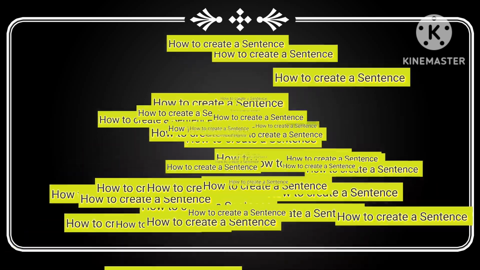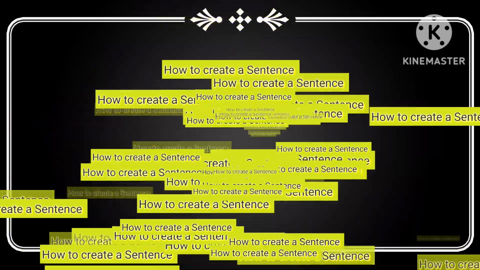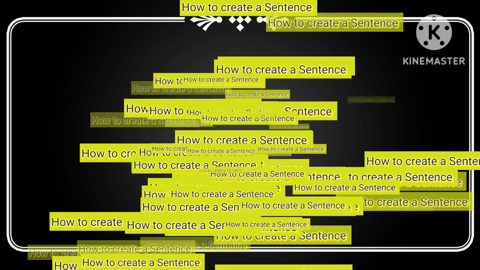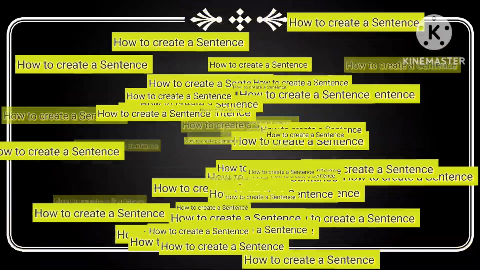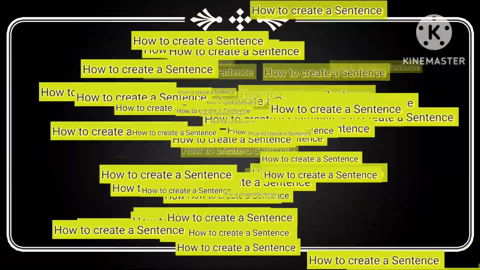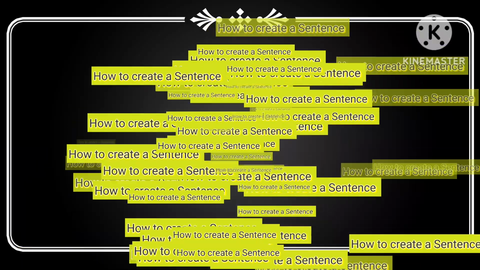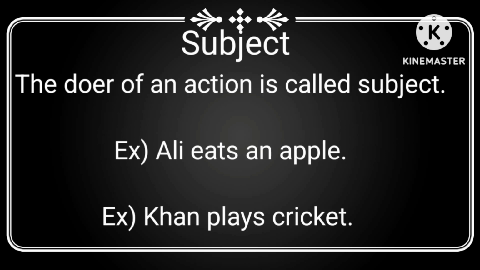Today we are going to talk about parts of a sentence and which parts a sentence has. The first part of a sentence is the subject. What is the subject? Some people say the doer of an action is called the subject. It means whoever does the action is our subject.